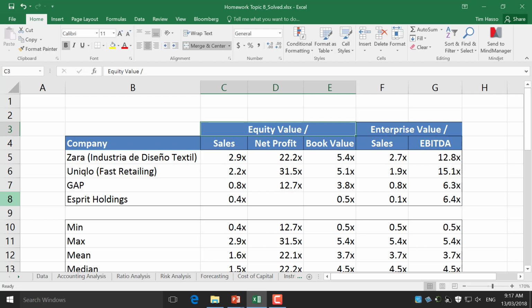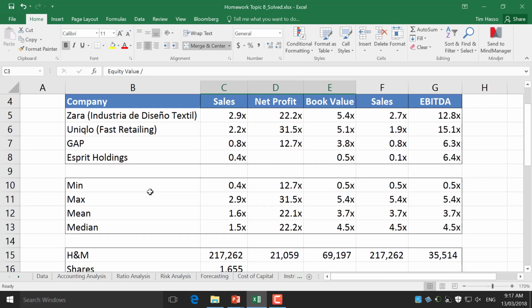So all we're trying to understand is what multiple investors are willing to pay for these various companies. Based on that, we can try to figure out what our potential value should be. We could look at the range of these multiples. We could look at the minimum multiple for sales, for example. Esprit is only valued at 0.4 times their sales, which is really, really low. The maximum multiple here is 2.9, which is Zara. So Zara is valued at 2.9 times their sales.